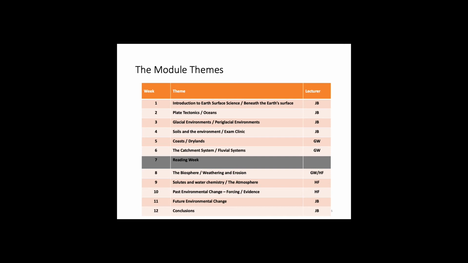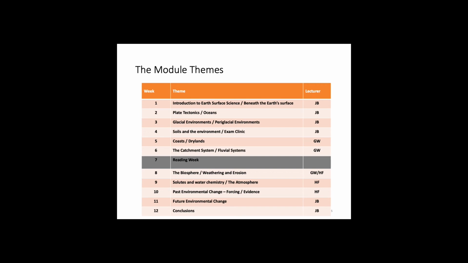We've split up the Earth system into a number of different components, each of which will have its own dedicated lecture series, so covering things, for example, like the oceans, soils, fluvial systems, the biosphere, and these will be delivered over the course of semester A.